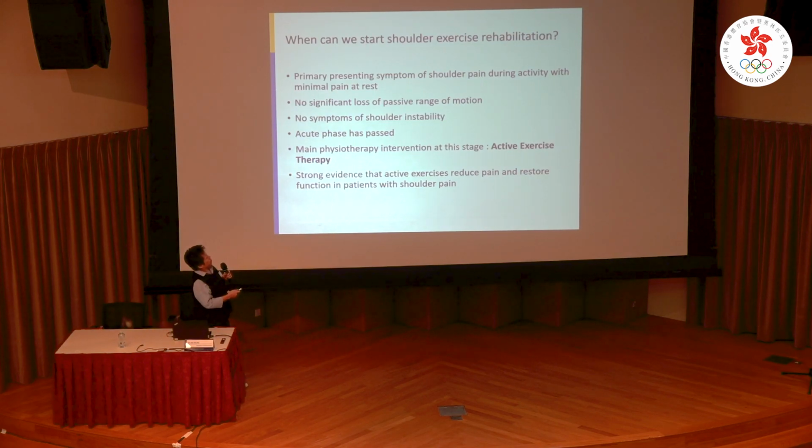So when can we start shoulder exercise rehabilitation? I'm not saying that those modalities in the initial phase are not important, because if pain is predominant, that's what you want to work on. When can we start? When the primary presenting symptom is shoulder pain during activity with minimal pain at rest. 即係話喺佢 at the resting position is not painful anymore. There's no significant loss of passive range of movement, meaning the joint can move rather freely now. There are no symptoms of shoulder instability once the acute phase has passed.